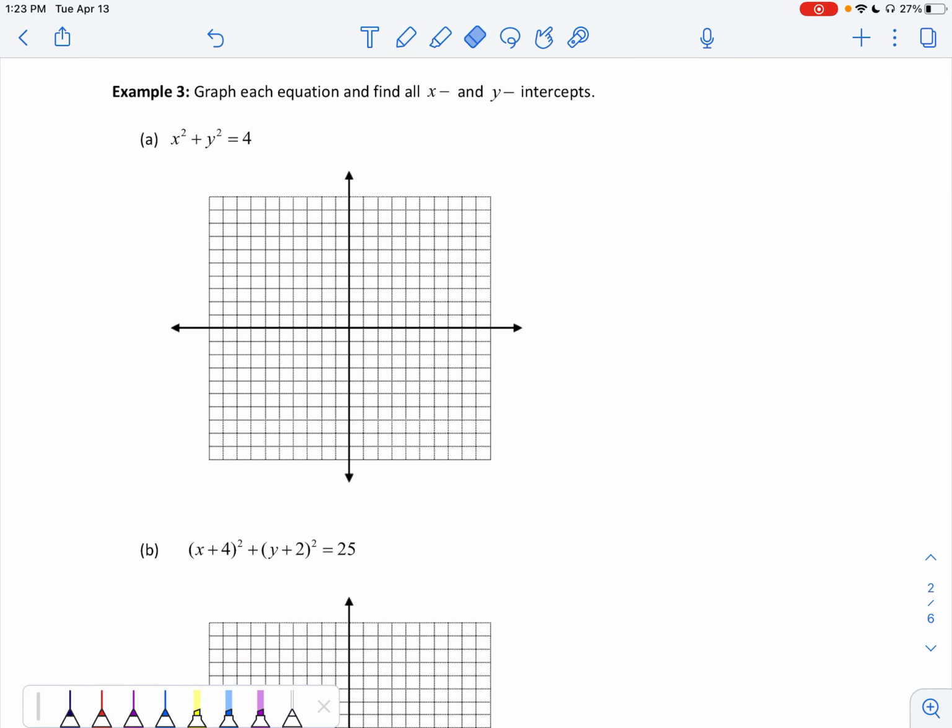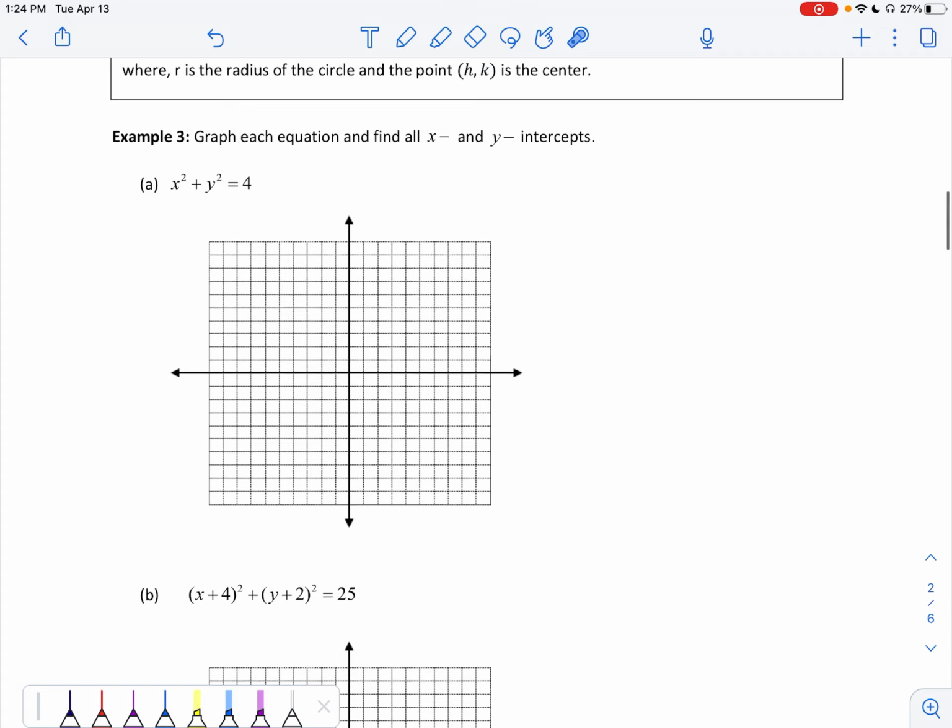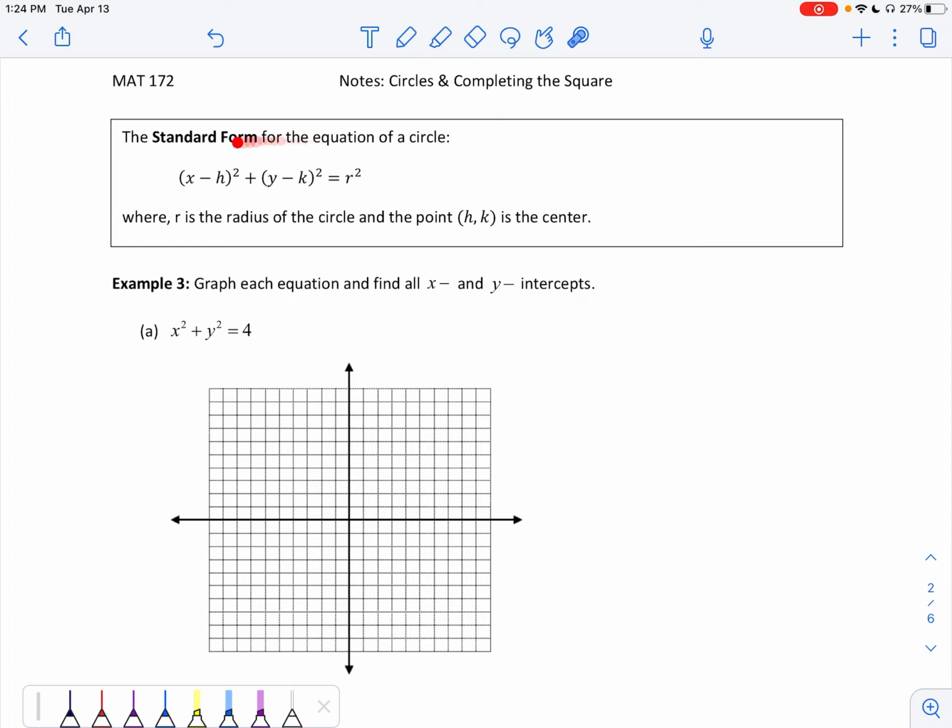So it says to graph each equation and also find the x and y intercepts. Okay, all right, so if we want to graph the equation, we just need to start by finding the center and the radius, okay? Well, if we think about this equation here again for a second, the center is going to be at the point (h, k). Well, on this one, there is no plus or minus h, there is no plus or minus k, which means that those both have to be at 0. So the center of our circle is just going to be at the origin at (0, 0).